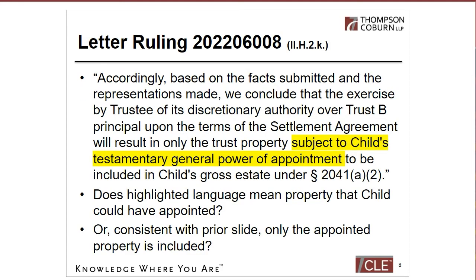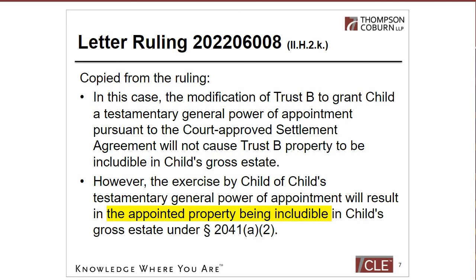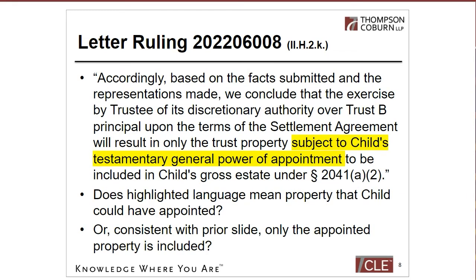Now, on the next slide, here's again some more language from it. They concluded that the exercise by the trustee will result only in the trust property subject to the testamentary general power to be included. So on this slide, it said subject to the power, and on the prior slide, you can see it said the actually appointed property. So what in the world does this ruling mean? Does it mean property the child could have appointed? Any property the child could have appointed, because that was subject to the child's testamentary power of appointment? Or does it include the actually appointed property? I'm not quite sure what it means.